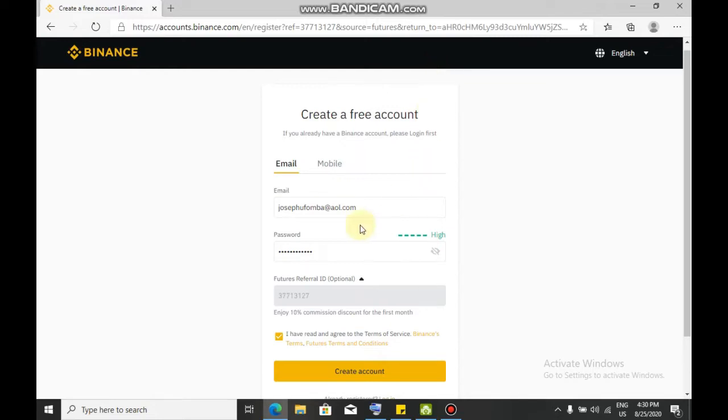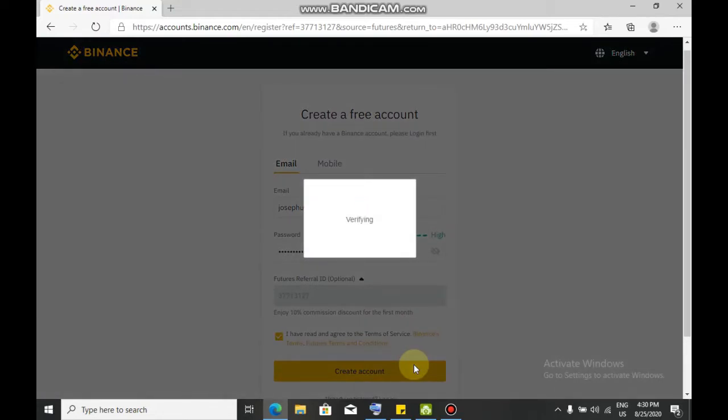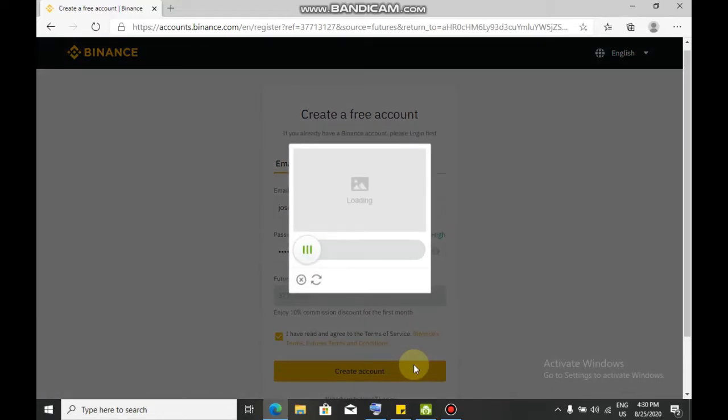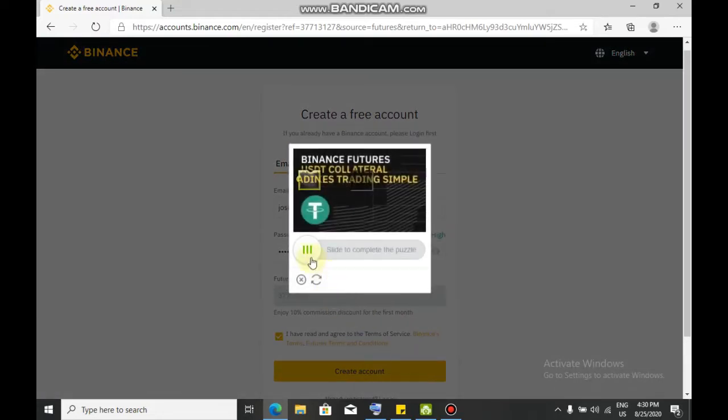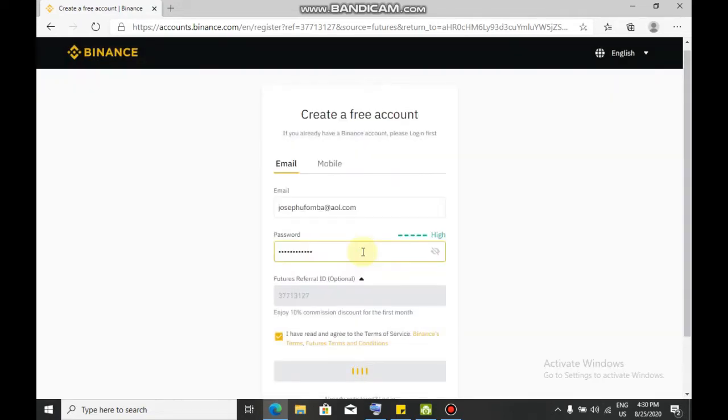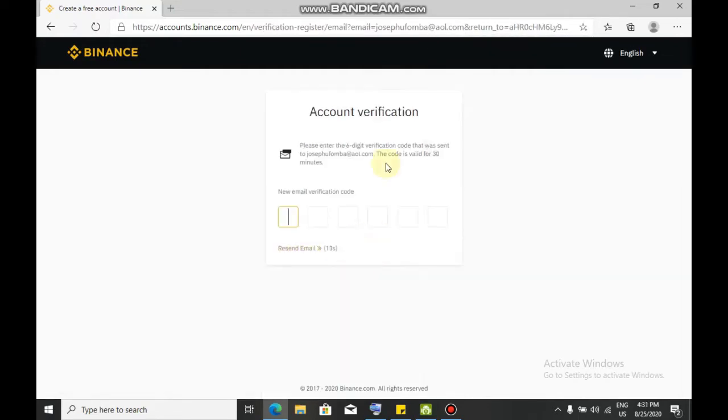See, what it requires is an email and a password. My referral ID is there as well, so I'll just click on create account. All right, verify the captcha, then fill in the 6-digit verification code. Now we are filling in the code. Account created in a matter of seconds.